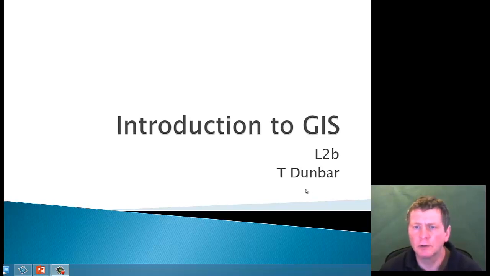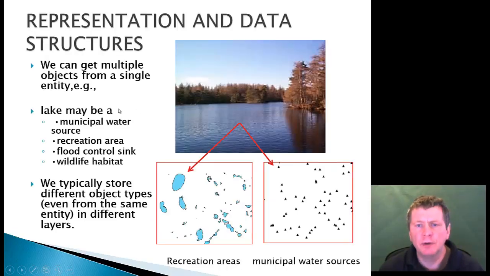Continuing on with some more introduction to representing data, how it's stored. We have entities in review. We have entities in the real world, and we can identify those in different formats. For example, this body of water, we may have an interest in its size for recreational usage, big enough for boating, etc. Or we may be interested in only it being a point and that it's a source for drinking water. So the same object could be stored differently. We could have a polygon layer for that area and another layer right on top of a municipal water source.